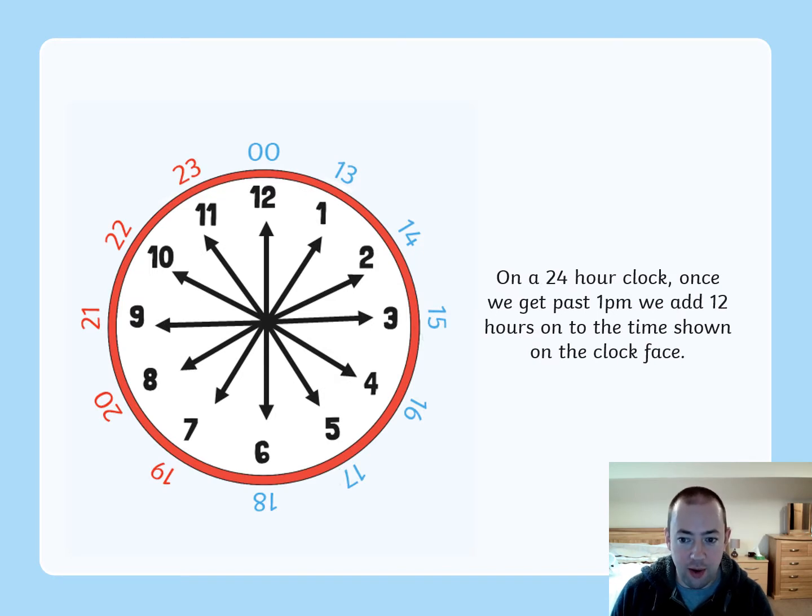On a 24-hour clock, once we get past 1 p.m, we add 12 hours onto the time shown on the clock face. So 1 o'clock in the afternoon becomes 13:00. 2 o'clock in the afternoon becomes 14:00, 3 o'clock in the afternoon becomes 15:00, etc.